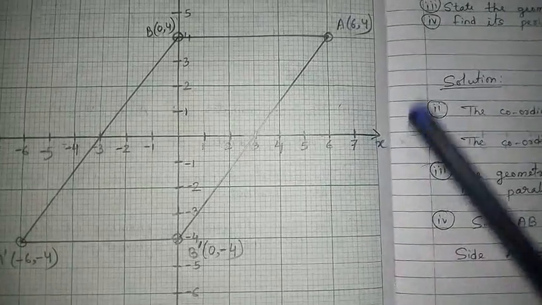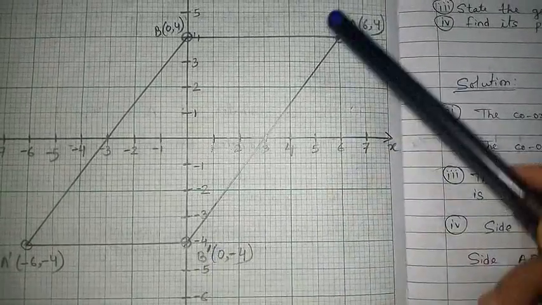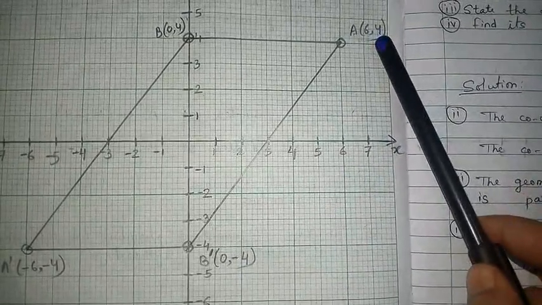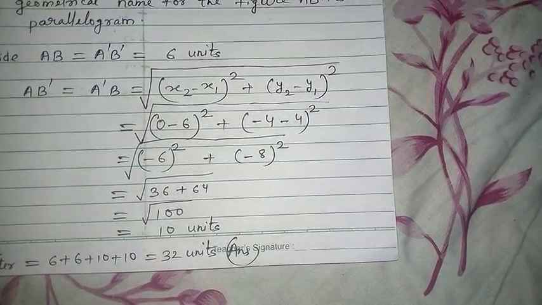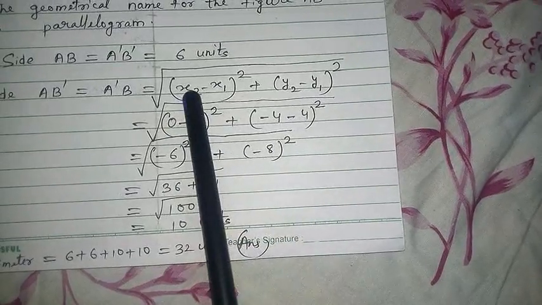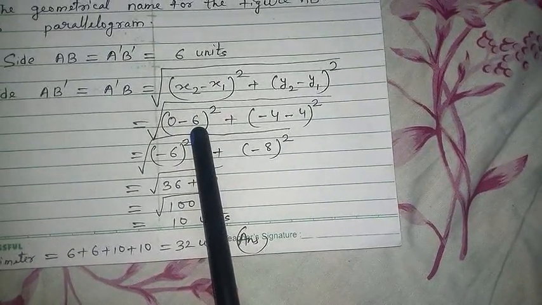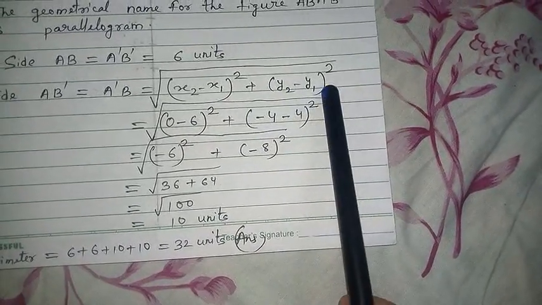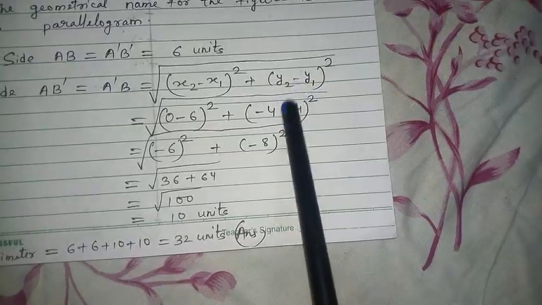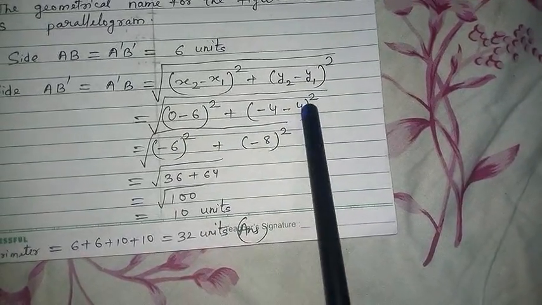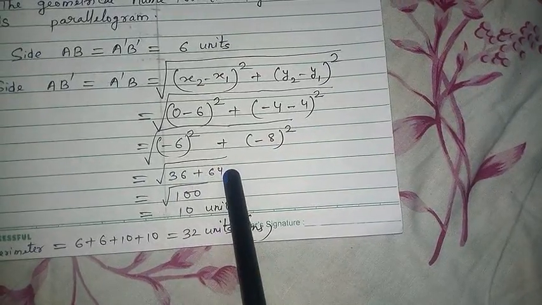So here I can say 0 minus 6 whole square plus minus 4 minus 4 whole square. That is the formula I have used here. You can check the coordinates of A and B dash and then write the respective values. So x2 is 0, x1 is 6. So 0 minus 6 whole square plus y2 is minus 4 and y1 is plus 4. But this minus is here. So minus 4 minus 4 whole square. So it became minus 6 whole square, minus 8 whole square, 36 plus 64.